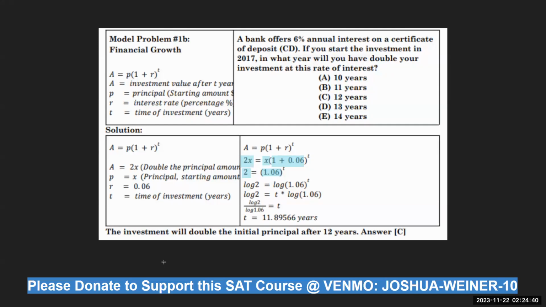We log both sides in this case, because we can use the log rules for exponents. Then we have the log of 2 equals the log of 1.06 to the t. But the rule was, when you have an exponent in a log, you just bring the exponent down to the front. So that means that we have t times the log of 1.06. So dividing both sides by log of 1.06, we have log 2 divided by log 1.06 is 11.89566, meaning that it'll take 11.9 years, about 12 years, for your money to double at 6%.